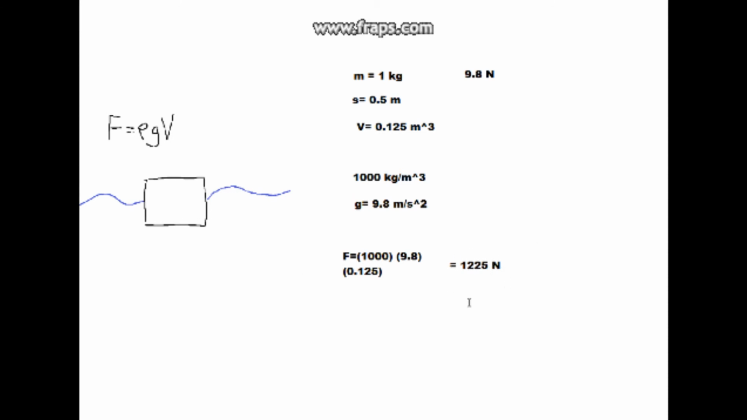This whole problem has been done assuming that the entire block is submerged. However, with this large of a buoyant force, it will continue to push up until the buoyant force acting upon this block by the submerged volume is equal to the mass of the block.